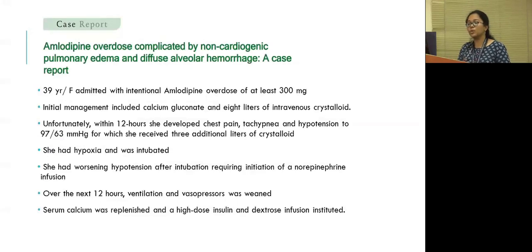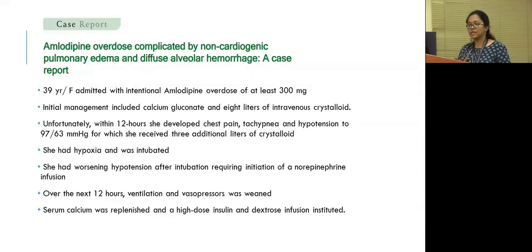The second case report had a similar presentation of non-cardiogenic pulmonary edema, but also a secondary complication of diffuse alveolar hemorrhage, all secondary to amlodipine. She was a 39-year-old female who had taken 300 milligrams of amlodipine. The initial management was IV crystalloids and calcium gluconate. Within 12 hours, she developed chest pain, tachypnea, and hypertension to 97/63. She was again treated initially with only fluid, and subsequently became hypoxic, requiring intubation.